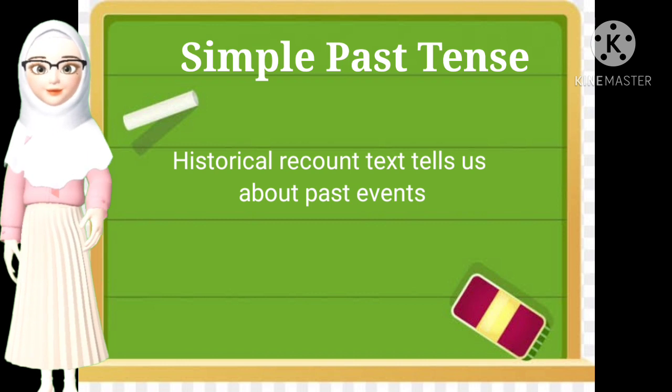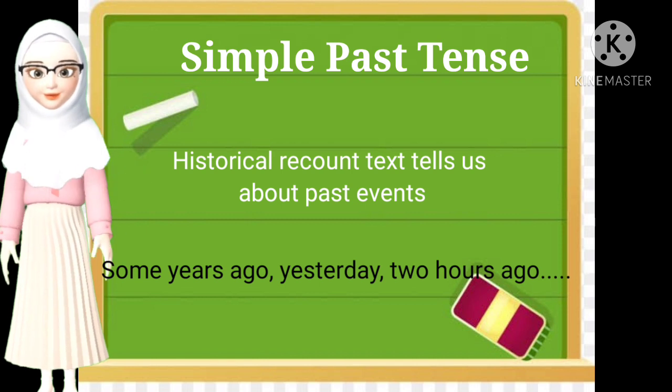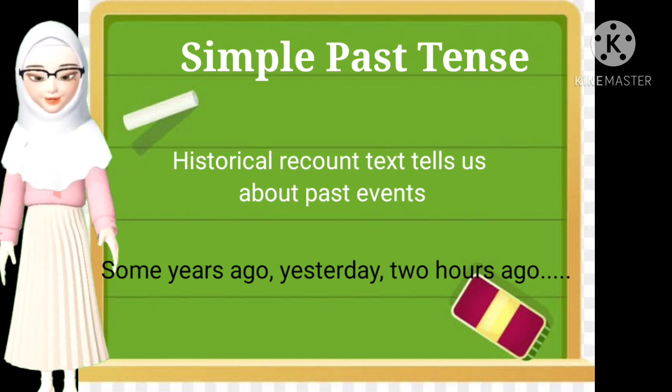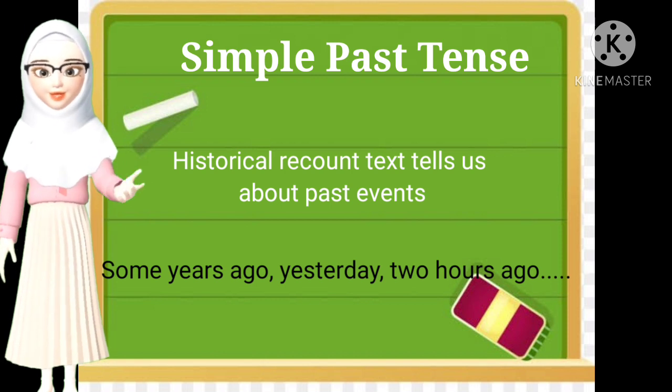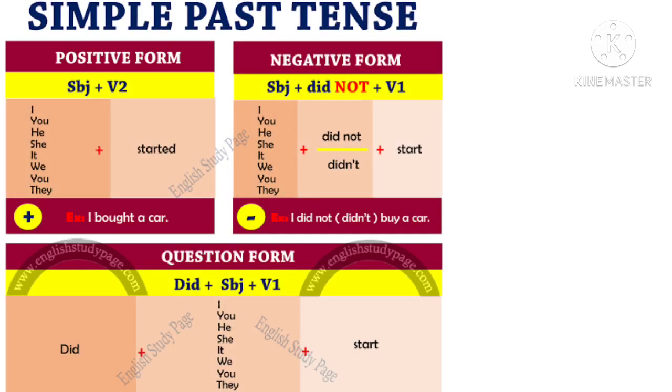It can be some years ago, yesterday, 2 hours ago, 2 weeks ago, and every time that happened in the past, we should remember that to write we use simple past tense. Now, let's understand the pattern of simple past tense in the sentence. Please look at the explanation on the table.